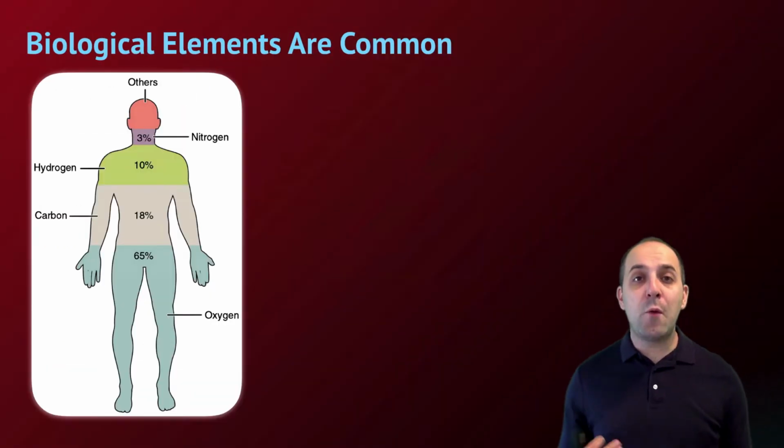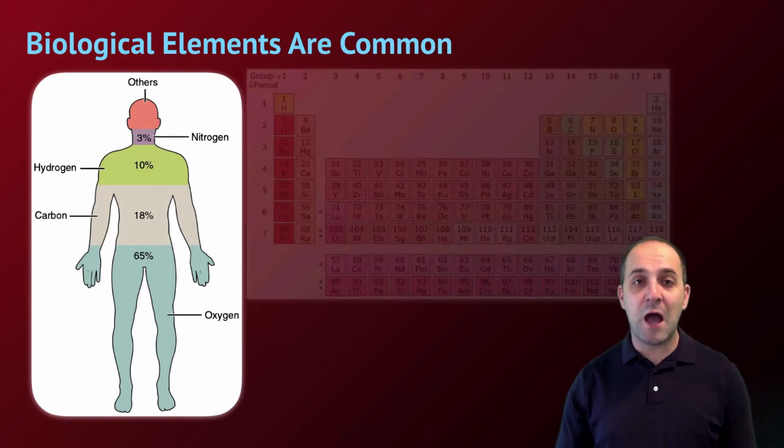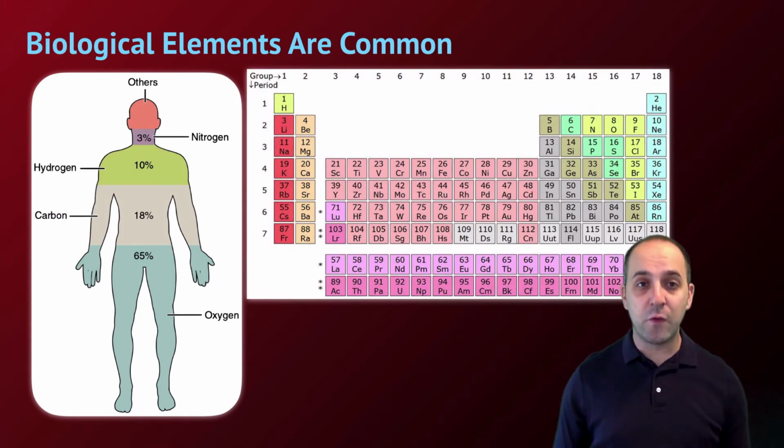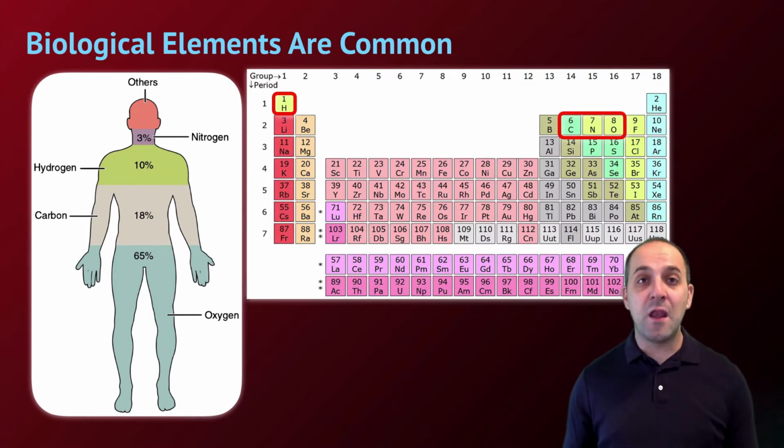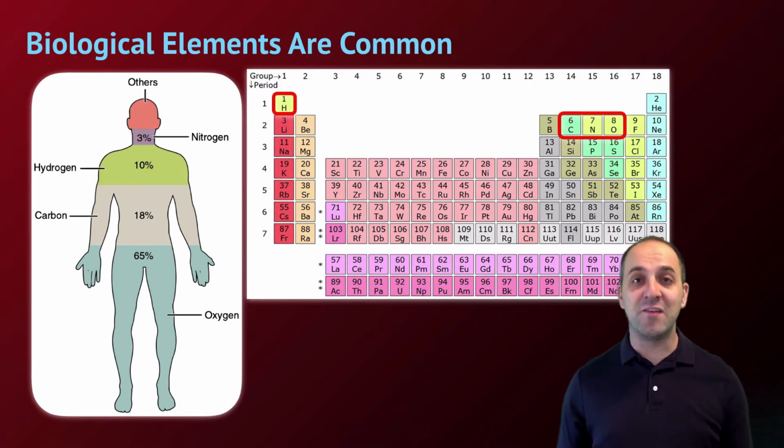One point I want to make before we talk about matter cycles is that the elements that make up living systems are incredibly common in the universe. Here's a periodic table, and I'm just going to go ahead and spotlight the elements that are shown in this diagram. I did not spotlight the trace elements, but you can see here that these are some of the most common, some of the lightest elements in the universe. There's really nothing all that special about the elements that living systems use.